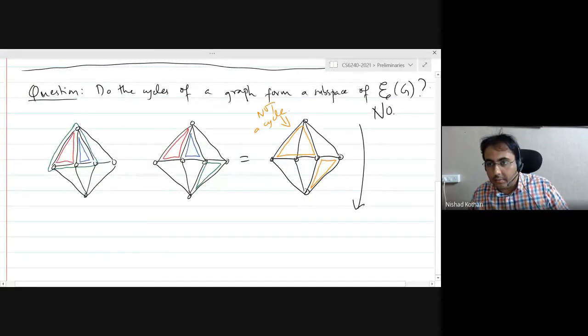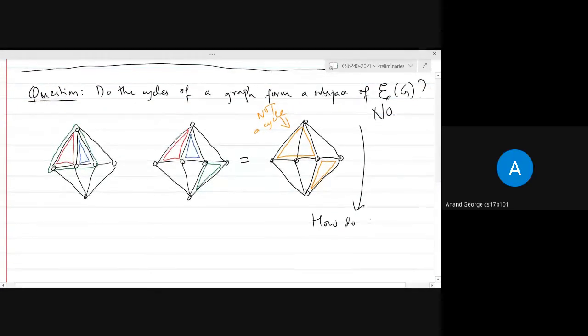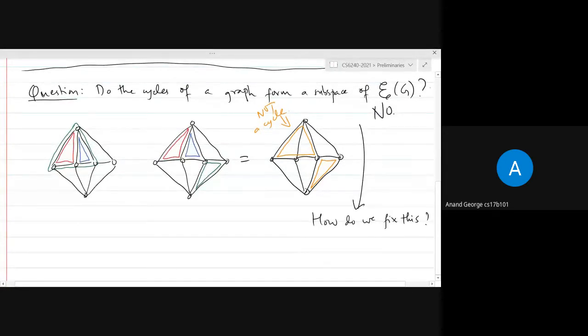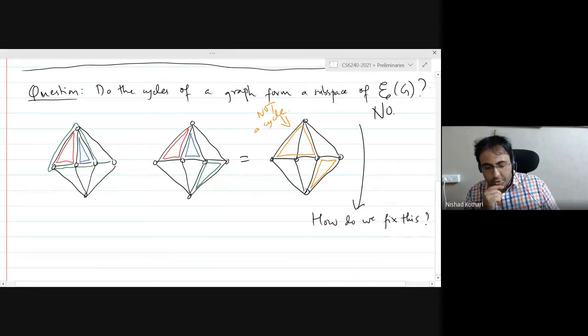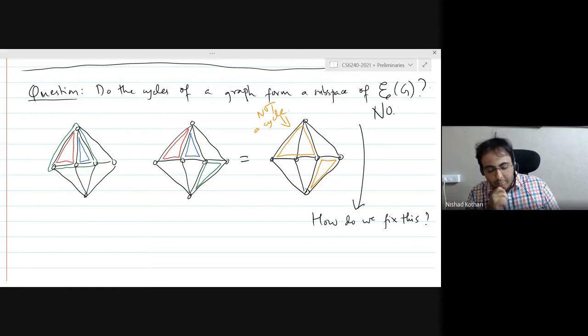Okay, let's see. Somebody has a suggestion, it seems. Okay, Anand, you've raised your hand. If the cycles are forced to share at least one edge, then this issue might disappear. Then their symmetric difference might still be a cycle. Right, so that is a possibility. I would have to think about it a bit more.